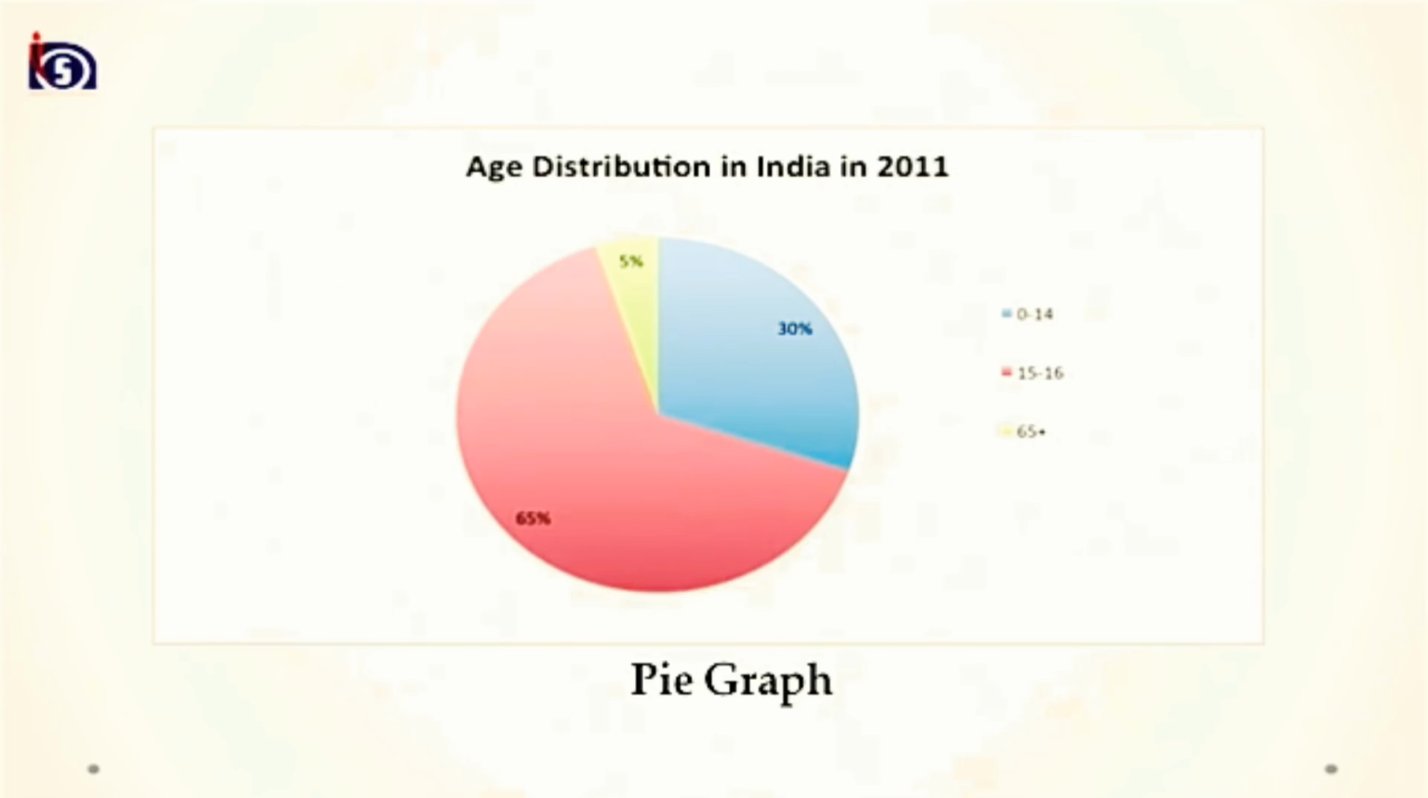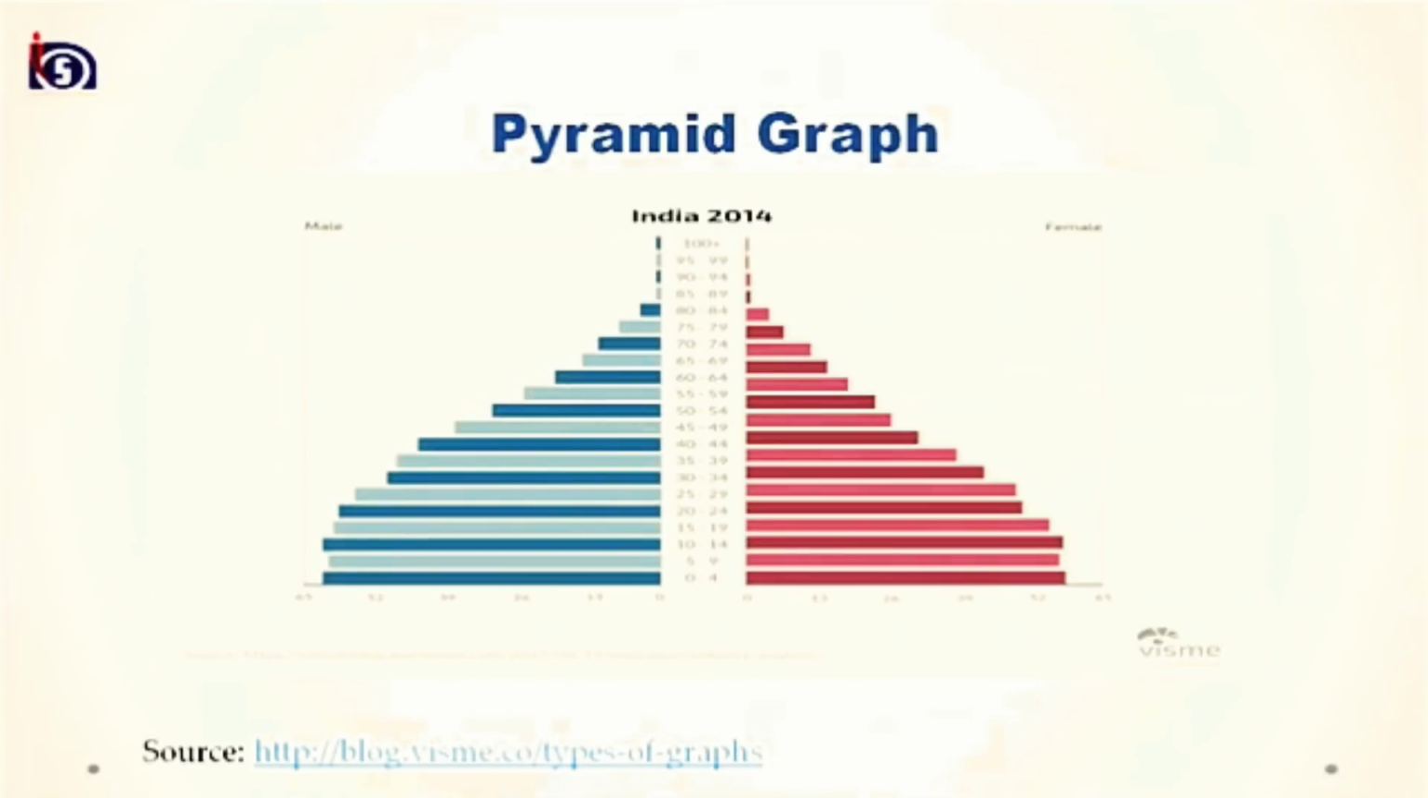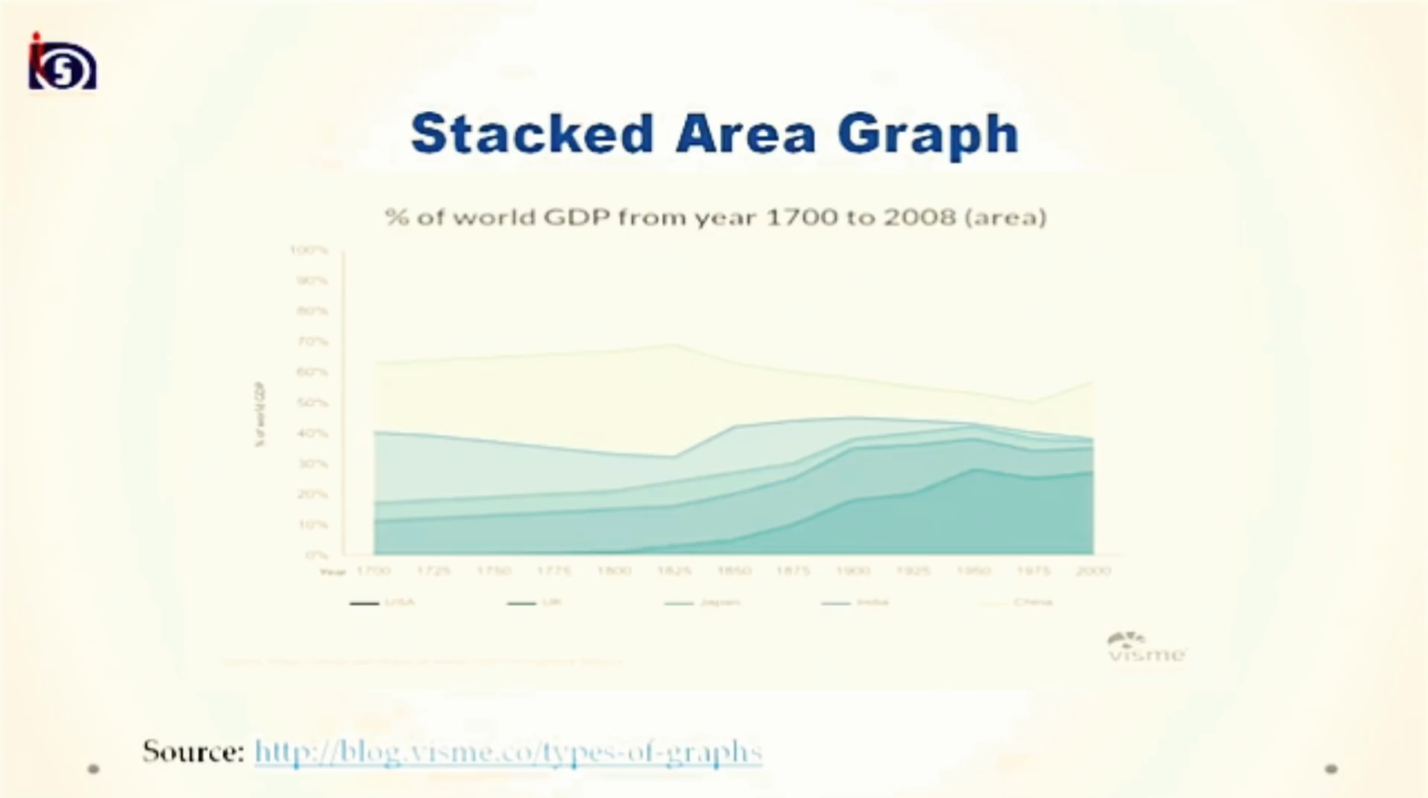Pie graph is showing the age distribution in India in 2011 as per the 2011 census of India. Then we are having pyramid graph. On one side of the pyramid graph there is the data of India in 2014, and on the other side the data of China is represented in 2014.